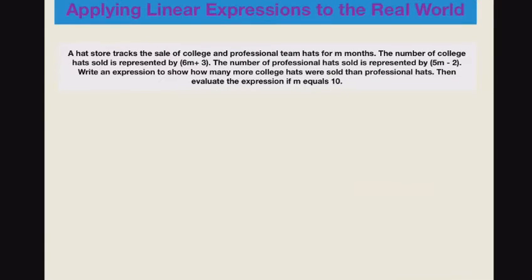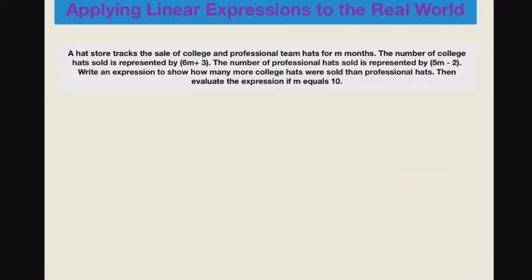All right, we've got one more problem before we're done with our notes. This is a real-world problem to help us connect the ideas. It says a hat store tracks the sales of college and professional team hats for m months. The number of college hats sold is represented by 6m plus 3. The number of professional hats sold is represented by 5m minus 2. Write an expression to show how many more college hats were sold than professional hats. Then evaluate the expression if m equals 10.